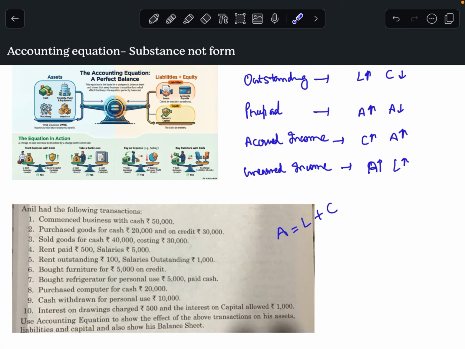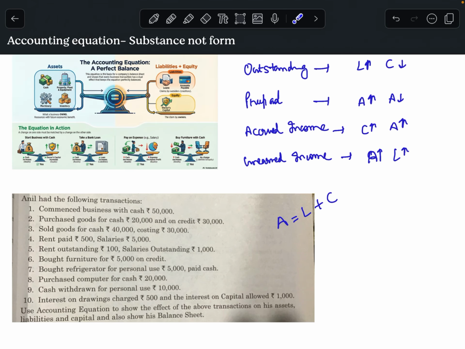So today we are going to learn about the accounting equation. What is an accounting equation? Before that, we will see why there is an accounting equation. Why do we need an equation?